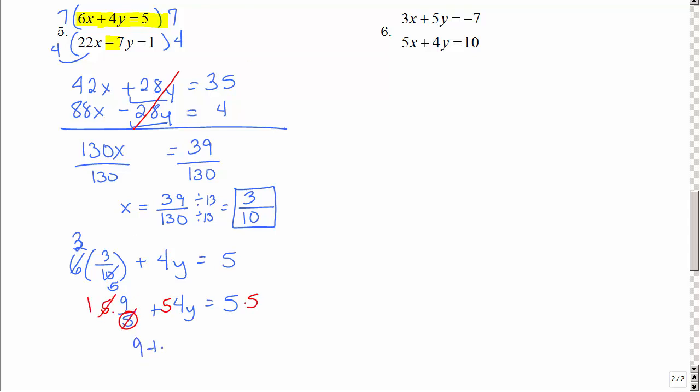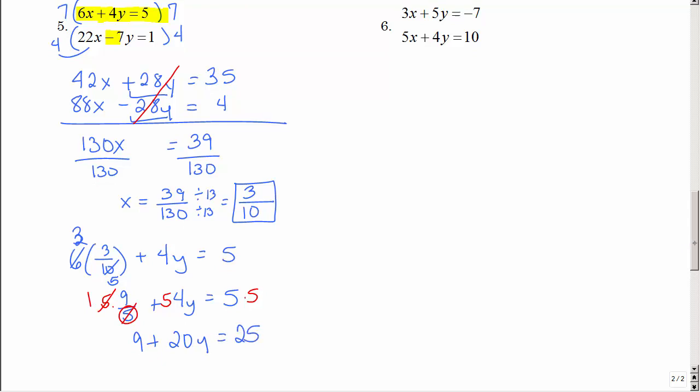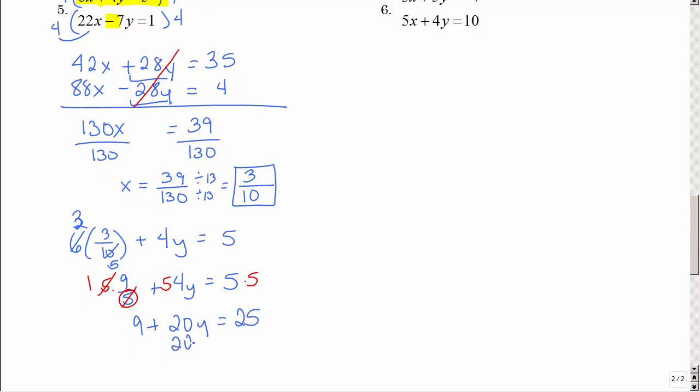So we have 9 plus 20y equals 25. So subtract 9 and divide by 20. Let's see, 16 over 20. I believe that reduces to, not 8/10, let's see, divisible by 4, 4/5. So x is 3/10 and y is 4/5.